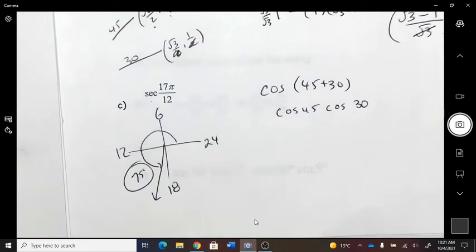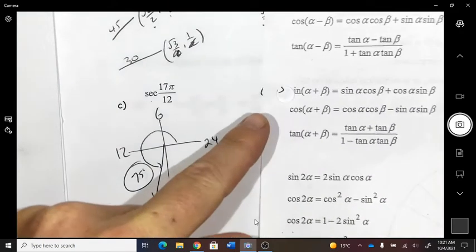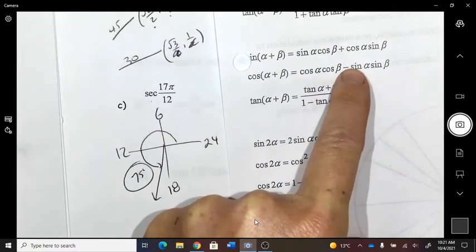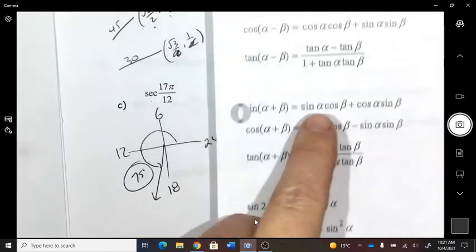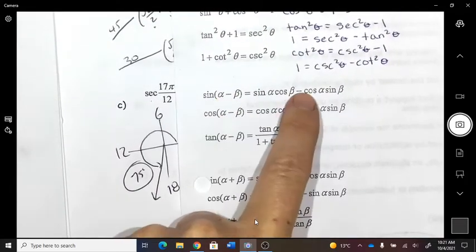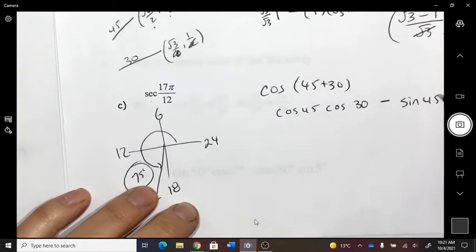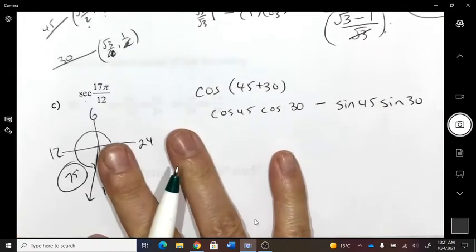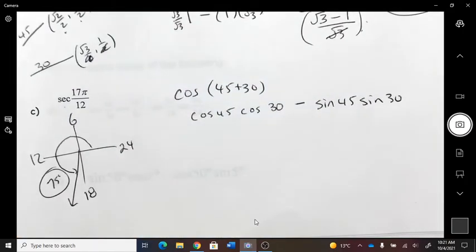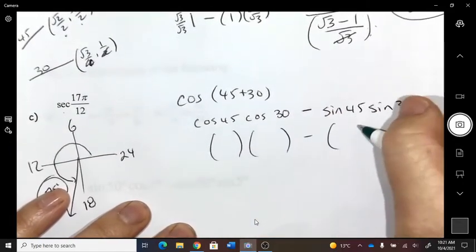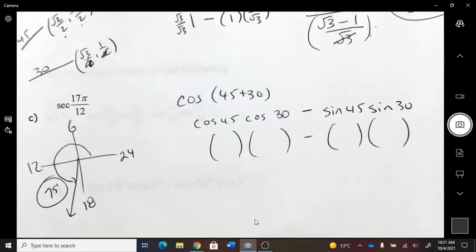When you do this formula, please remember it's the opposite. See how you add fractions? Subtract. Sine is the same, subtract, but cos is the opposite. So formula sheet time, cos minus sine. Okay, I'm just going to give myself some brackets to fill in.